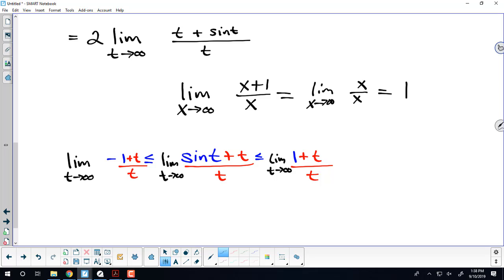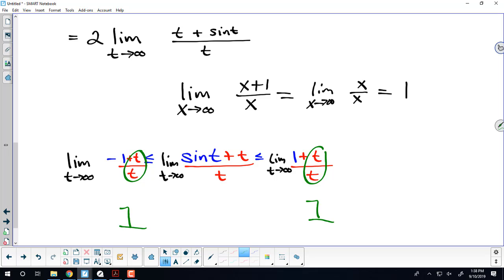Same thing, just change the x's to a t. We're going to ignore the -1. We're going to look at leading term over leading term. That limit is 1. So what is our limit for (sin t + t)/t? It's 1. Okay? Does that make sense?